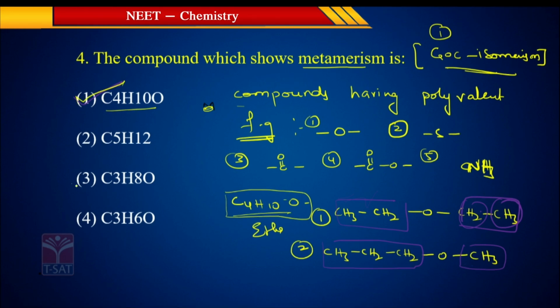In this third option and this fourth option, also these are ethers, but with this many carbons you cannot form a metamer. See, if you write the fourth option, CH3O CH3, you cannot have different alkyl groups in the other isomer. You should have 4 carbon atoms to exhibit metamerism. So, option 1 is the correct option.